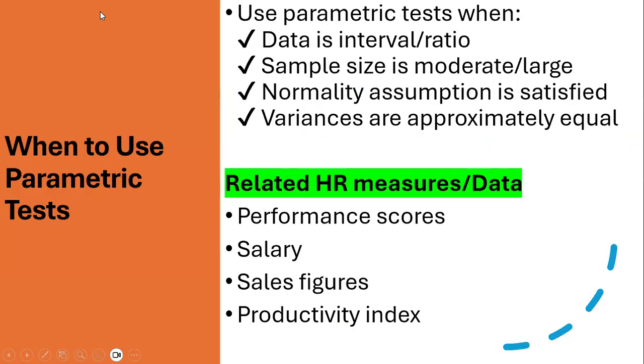So by summation, when do we use parametric tests? Based on what I've said so far, it is relevant to use parametric tests when the data set you are working with, particularly the dependent variable, is measured on either an interval or a ratio scale. Again, the sample size that you are dealing with should also be moderate to large, so that if it is a smaller sample size, then you will have to drop it and use a different but appropriate analytical tool. Then the normality assumption must also be satisfied.